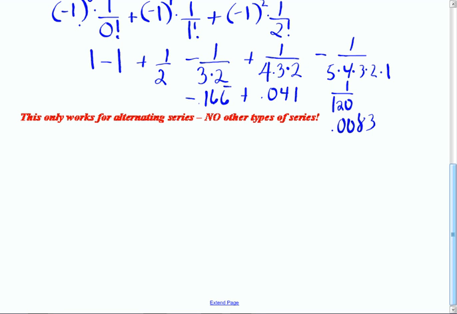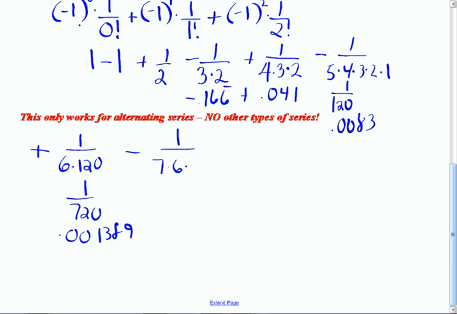What's the next one? 1 over 6 times 120. What's 1 over 720? Sorry, ran out of space. 0.001389, not good enough yet. Is that a plus or minus? That's a plus. Minus 1 over 7 times 6 times 120. Is it 5,040? No, I didn't multiply it. What's that one? There you go. That's your first neglected term.